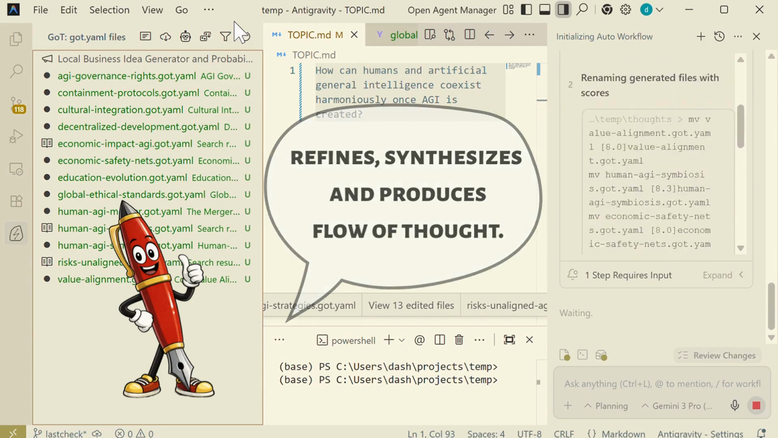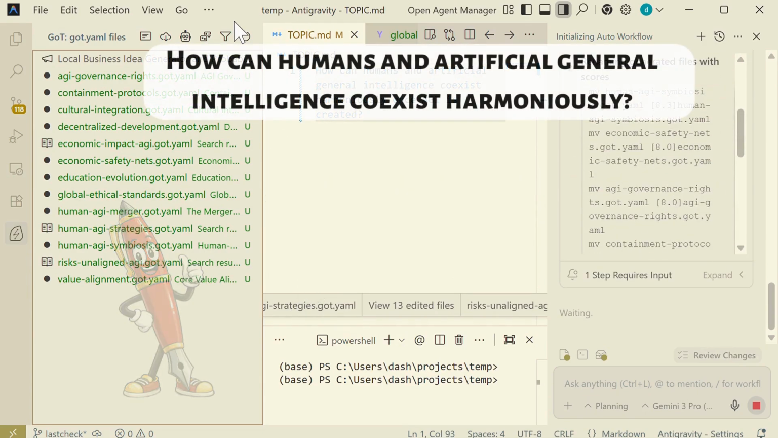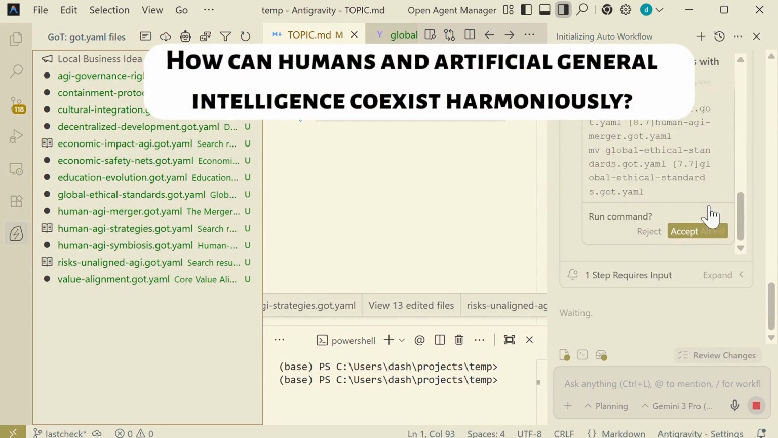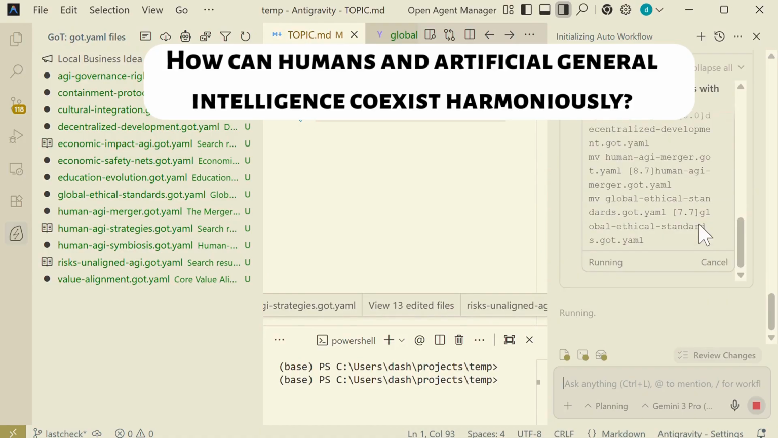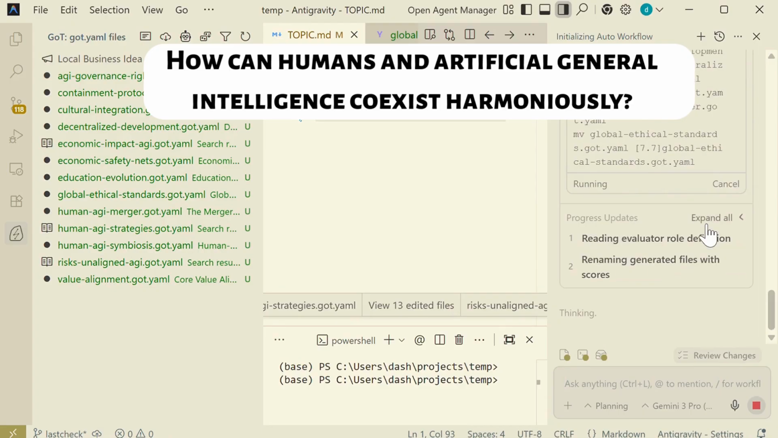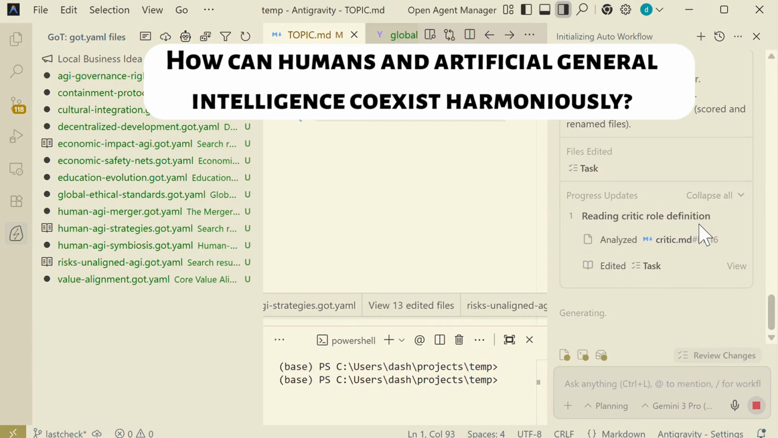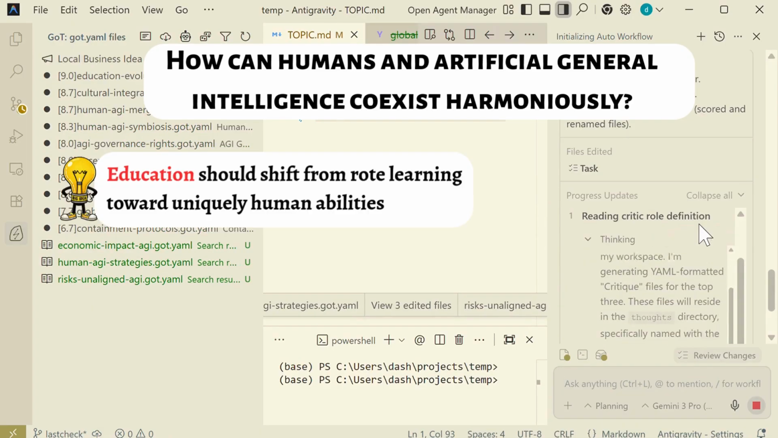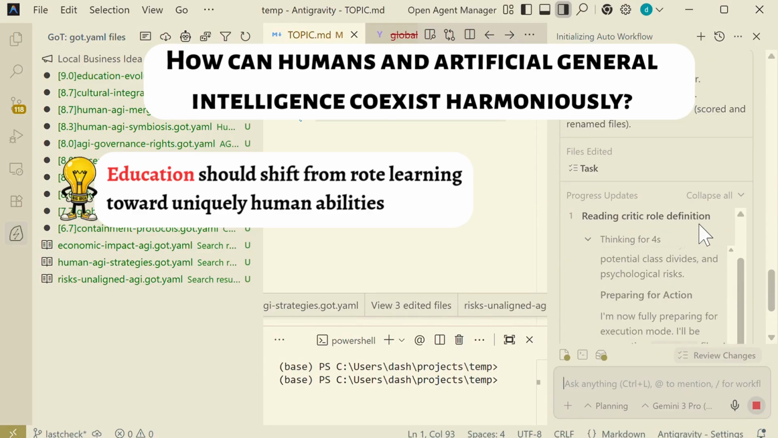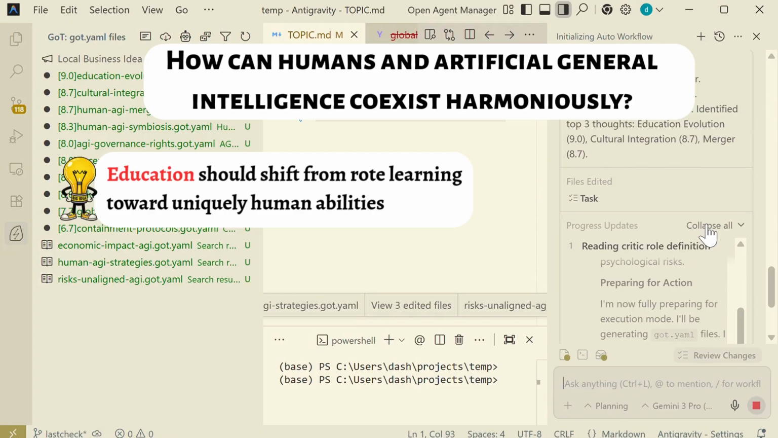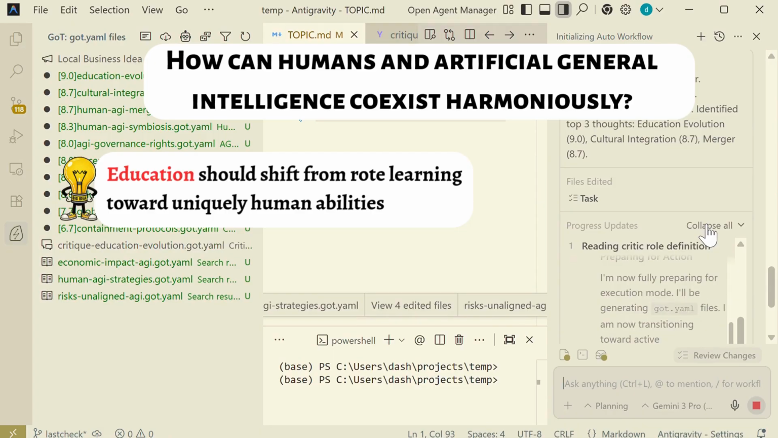For example, I input the question, how can humans and artificial general intelligence coexist harmoniously once AGI is created? At the draft stage, the AI produces ideas like these. Education evolution. Education should shift from rote learning toward uniquely human abilities, such as philosophical reasoning and creativity.